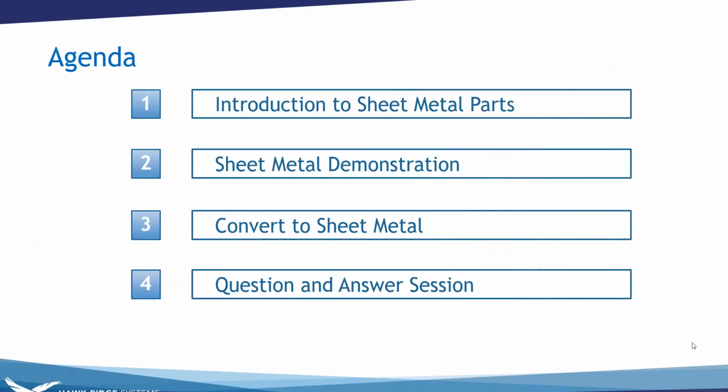Over the next 45 minutes or so, we're going to be covering sheet metal topics. We'll start with an introduction to sheet metal parts, talk about what they are in SOLIDWORKS and how they work, and then show you with a live demonstration how to create a sheet metal part in the context of an assembly using the top-down modeling approach. And also show, if we have time, a technique to convert solid bodies into sheet metal parts to create an enclosure or some type of guard for assemblies.